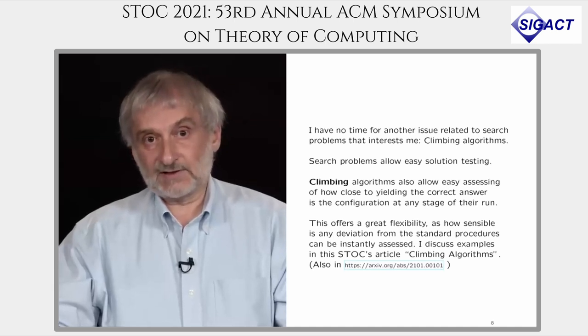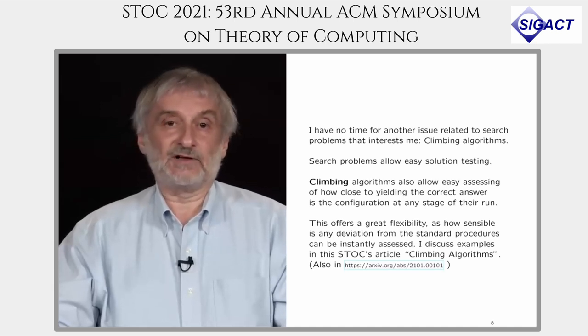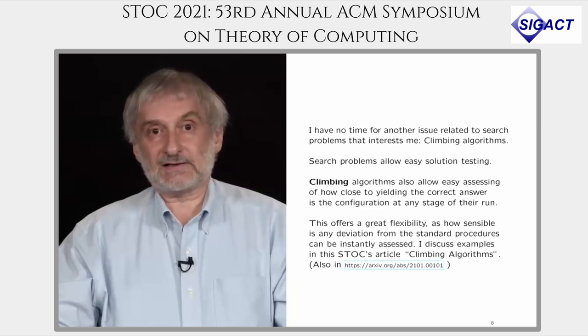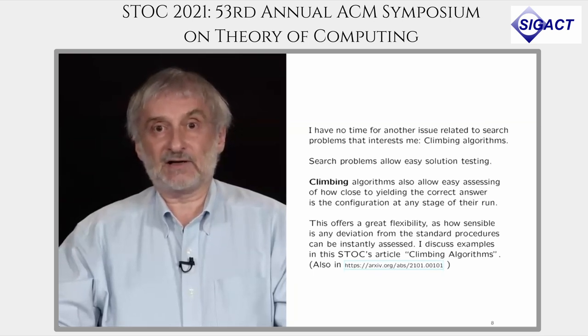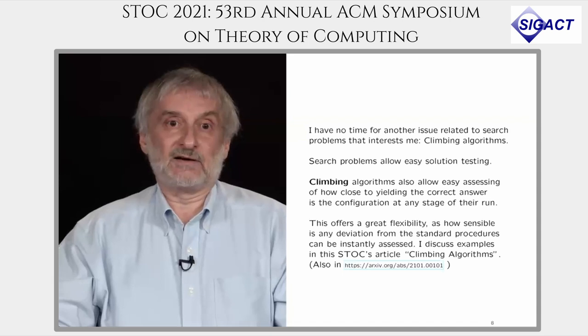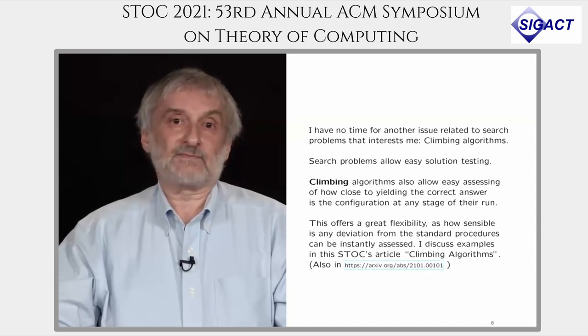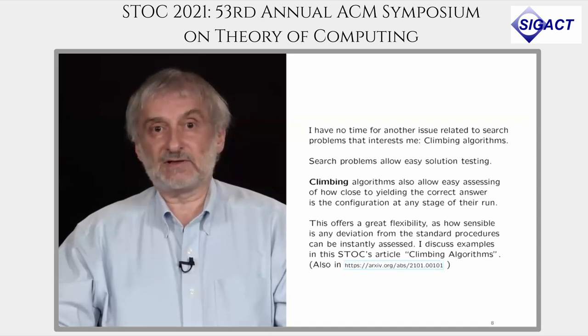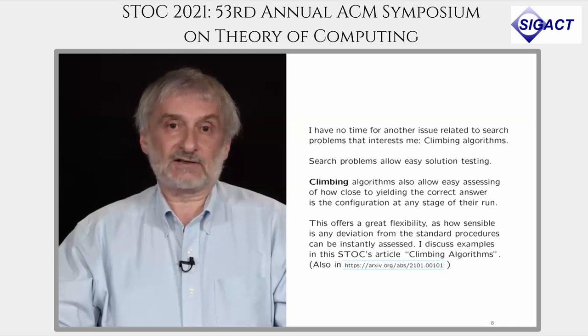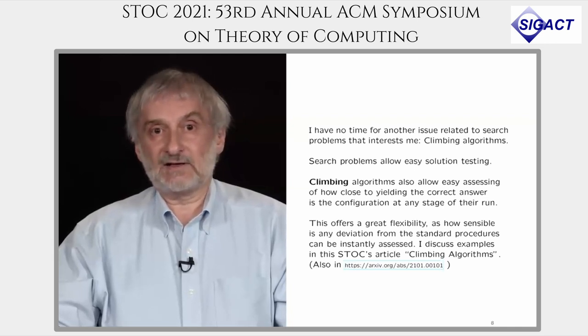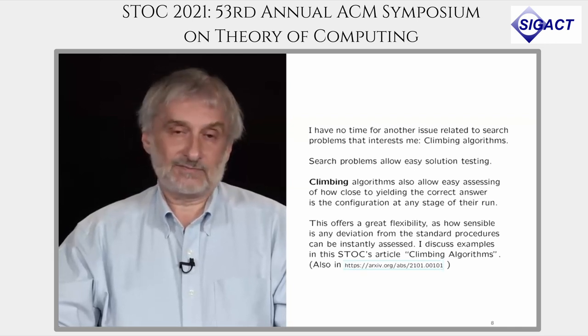An example is the dual matrix algorithm for linear programming. It has little sensitivity to numerical errors and the number of inequalities. It offers substantial flexibility and thus potential for further developments. I discussed these issues in an article, Climbing Algorithms, in the proceedings of this talk.